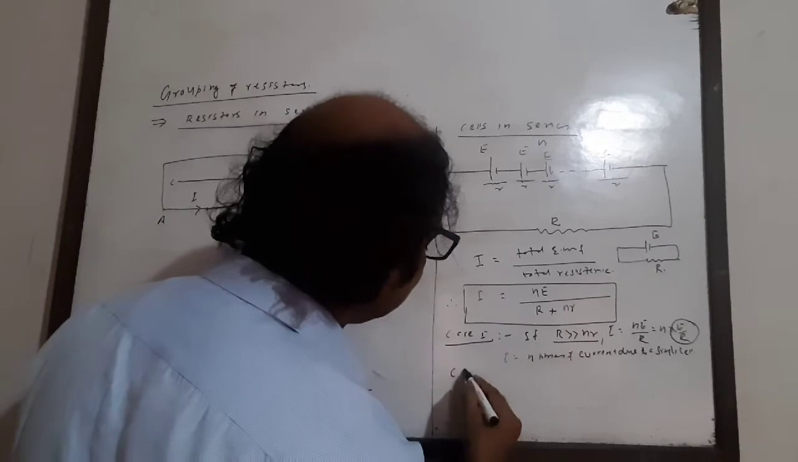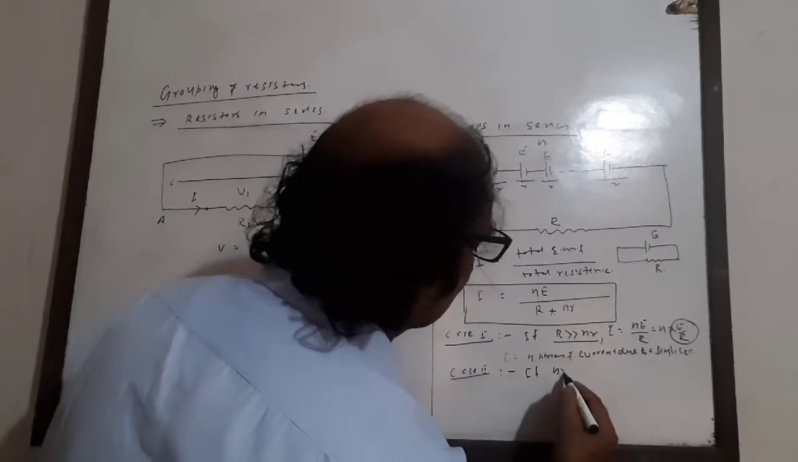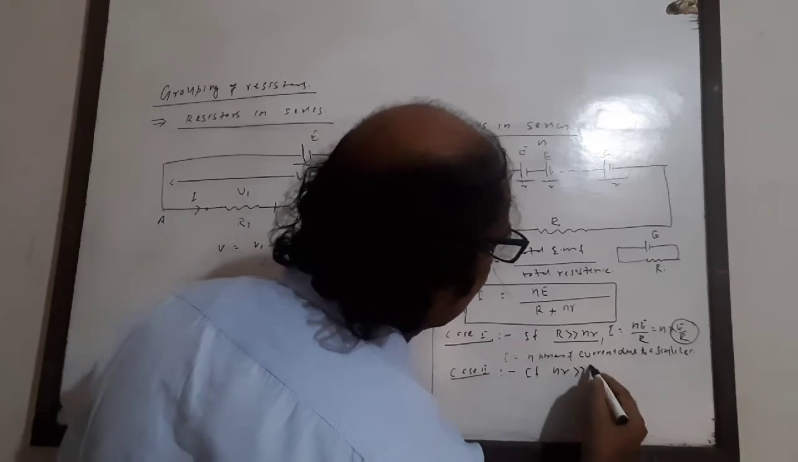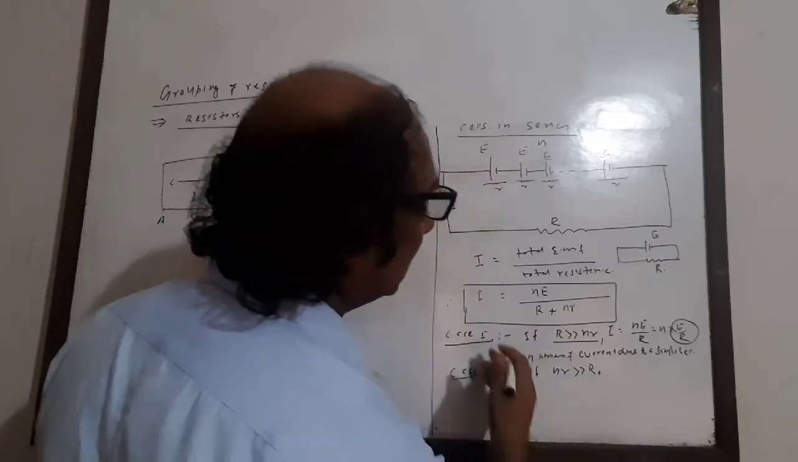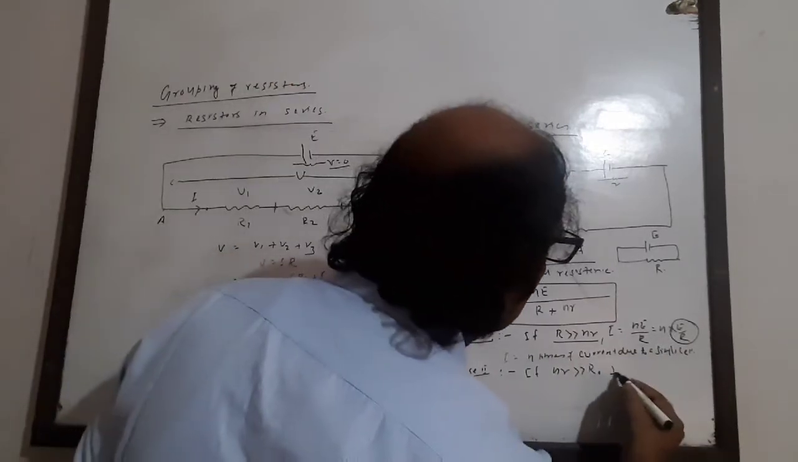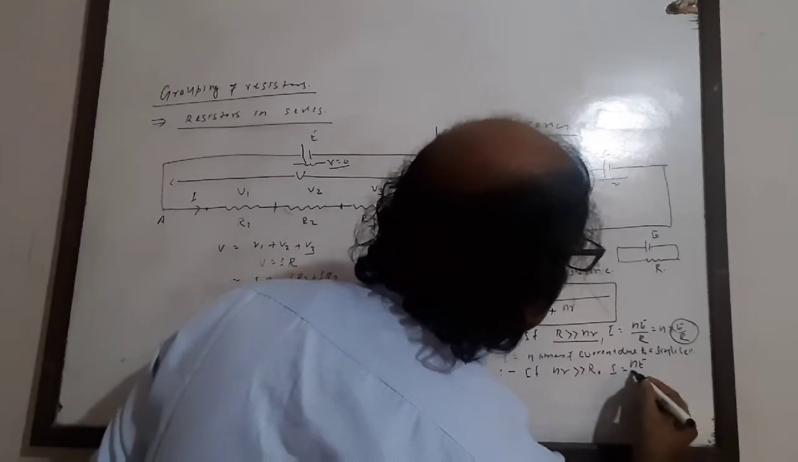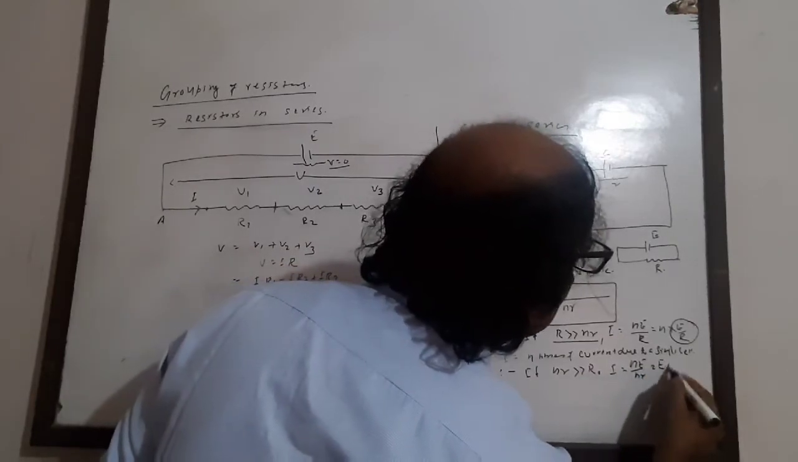But if nr, the internal resistance, is very high, then there is no need for such grouping because of the combination. So I is equal to nE by nr, and this is E by r.